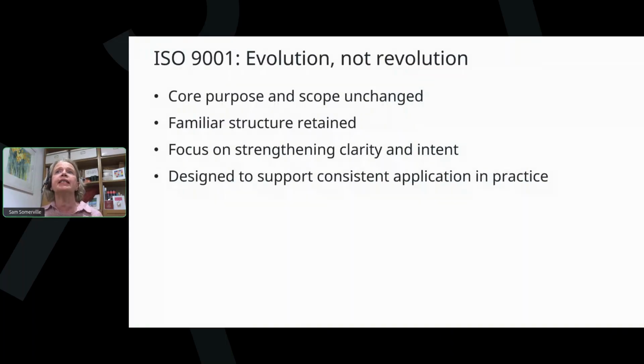Thanks. So the most important reassurance is that this is evolution, it's not revolution. The core purpose and scope of ISO 9001 remain unchanged, and the familiar structure has, of course, been retained. And what the revision does, though, is it strengthens clarity of intent and supports more consistent application in practice. If you have a mature, effective ISO 9001 system already, then this revision should feel very recognisable with enhancements, not a radical edit.